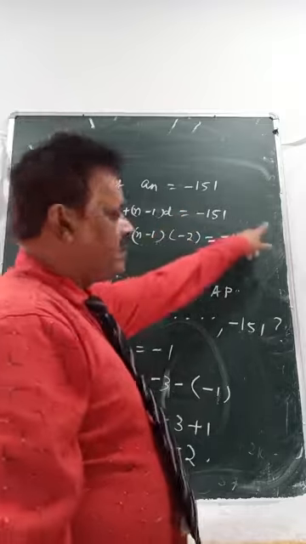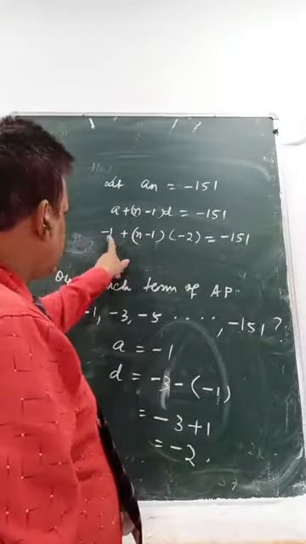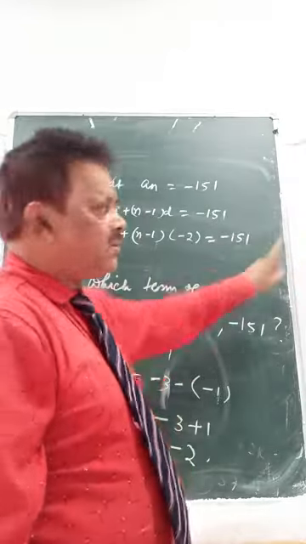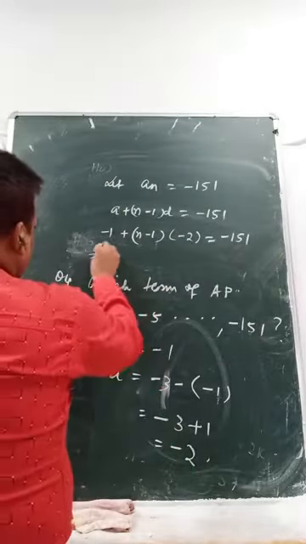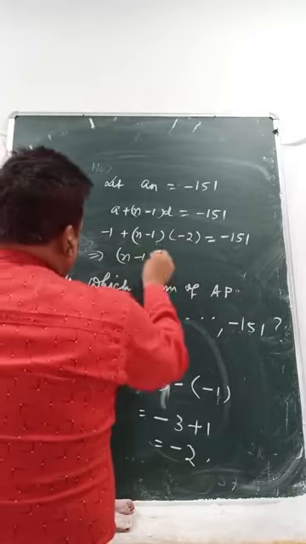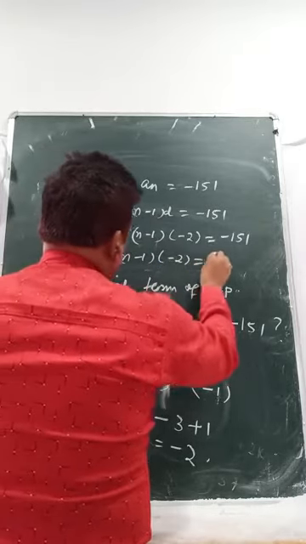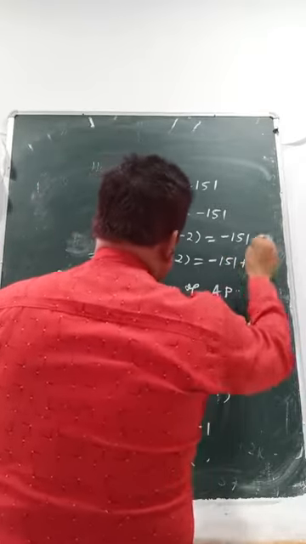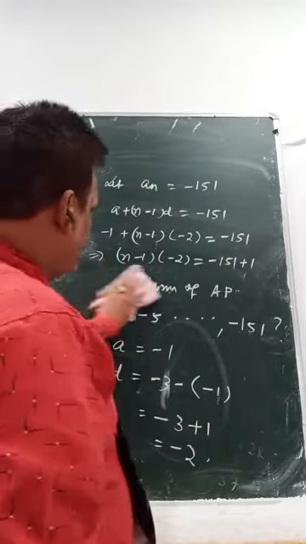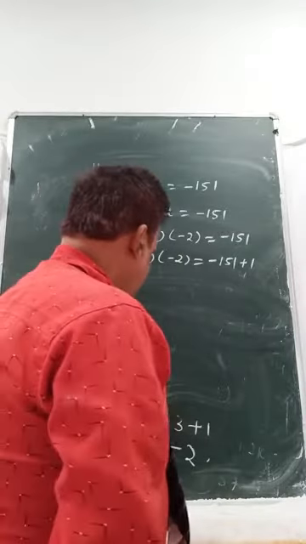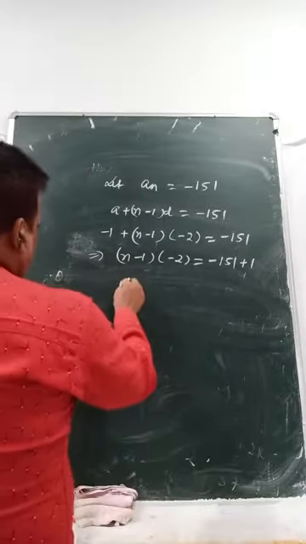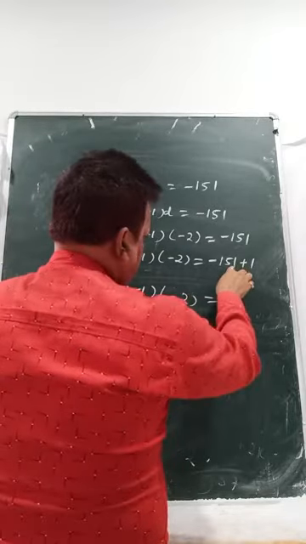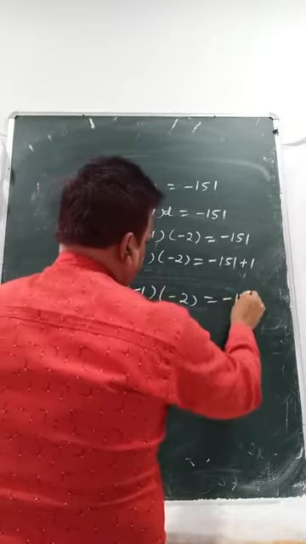This will go to that side. It is plus, so that will go to the other side. So the minus term here, minus, will go to that side and will be plus. So (n minus 1) into minus 2 equals minus 151, minus 1 goes that side, plus 1. Then (n minus 1) into minus 2 equals minus 151 plus 1, that is minus 150.